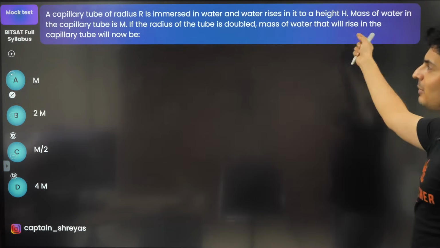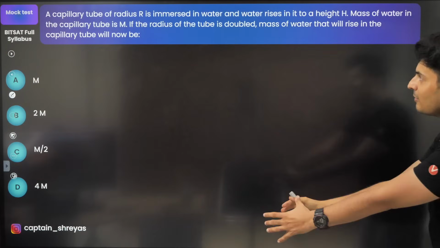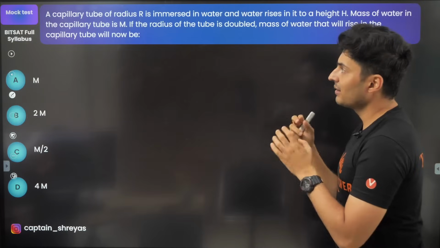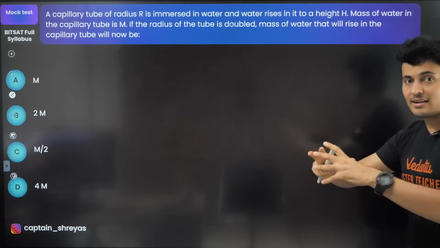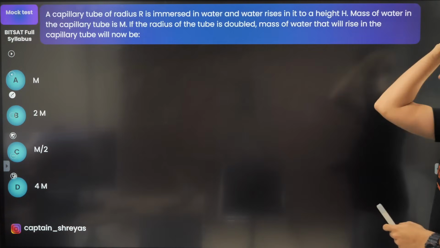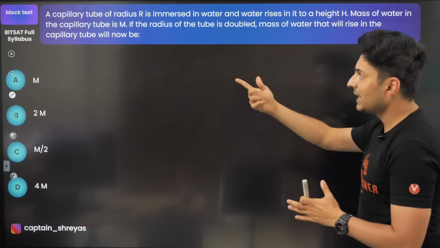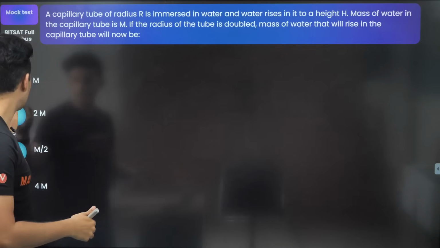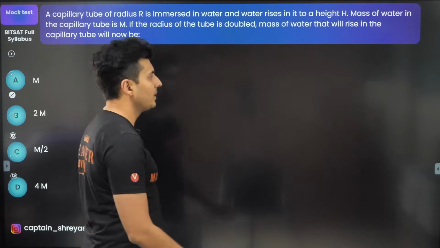A capillary tube of certain radius is immersed in water, and the water rises to a certain height. The mass of the water in the capillary tube is m. If the radius of the tube is doubled, then the mass of the water that will rise inside the tube will be how much? Interesting question. Let's try to analyze what it means.